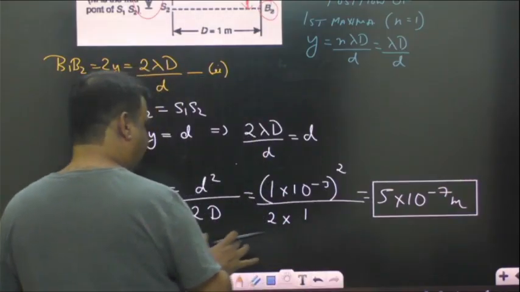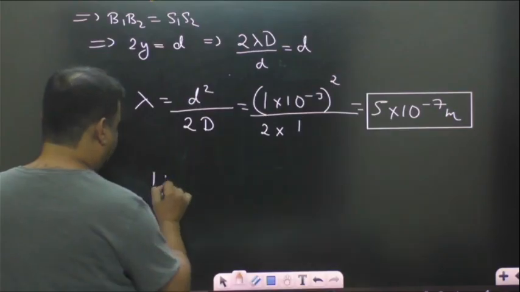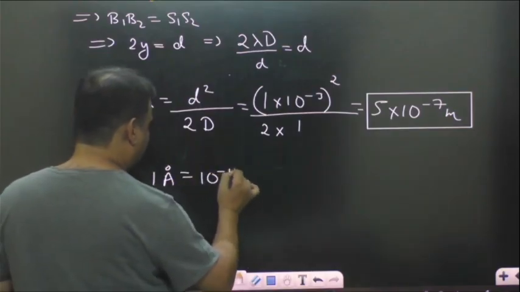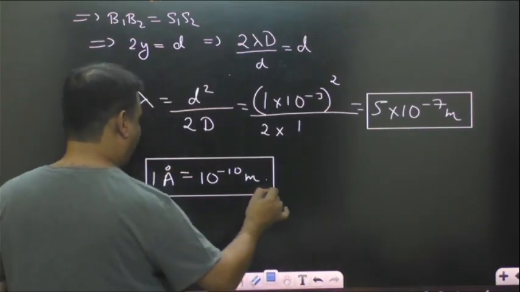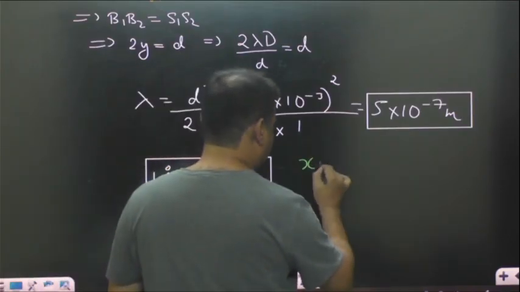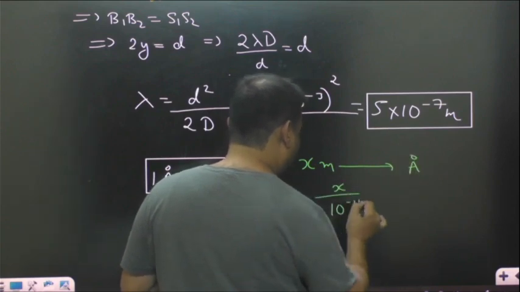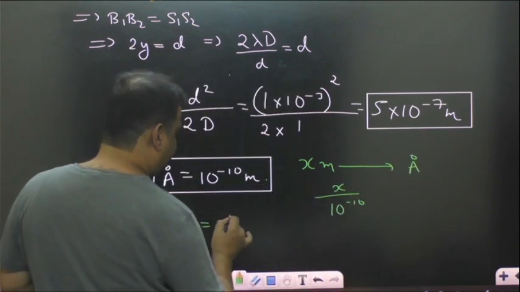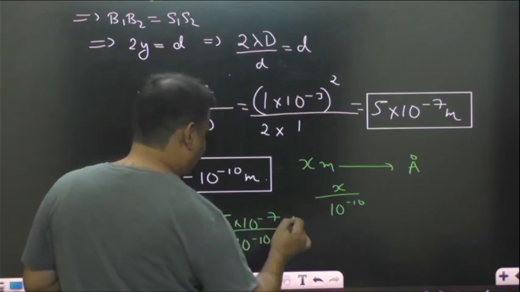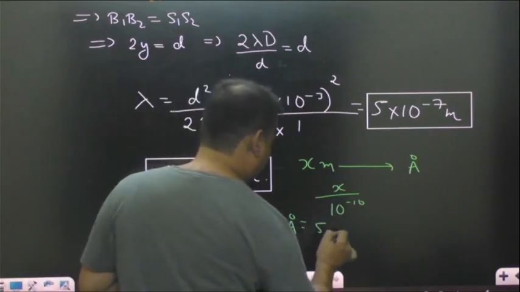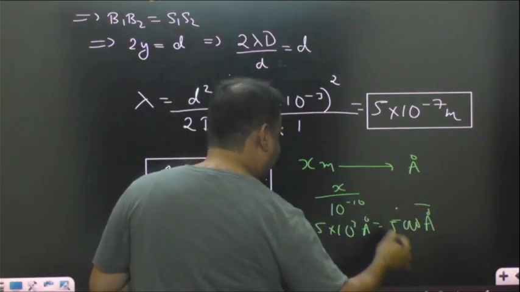Now if you want to write the answer in angstrom, so you know 1 angstrom is how much? 10 power minus 10 meter. So simply divide by 10 power minus 10. Whenever you need to change x meter into angstrom, divide by 10 power minus 10. So wavelength can also be written as 5 into 10 power minus 7 divided by 10 power minus 10 angstrom. So it will be 5 into 10 power 3 angstrom, that is 5000 angstrom will be the answer.